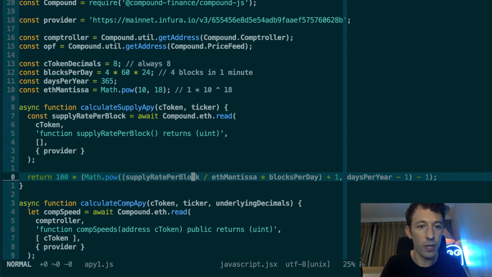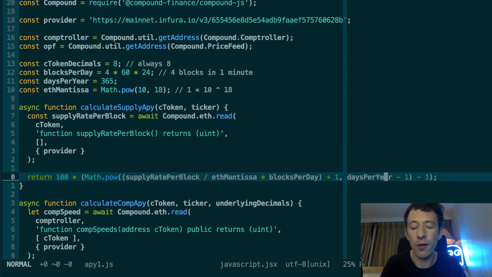So here we divide the supply rate per block by ETH Mantissa, because this is scaled by 10 power 18. But if you want to have the interest rate in token unit, then we need to divide by this quantity. Then we multiply by the number of blocks per day to get the yield for a day. And then we add plus one. And then all of this is raised to the exponent of days per year minus one.